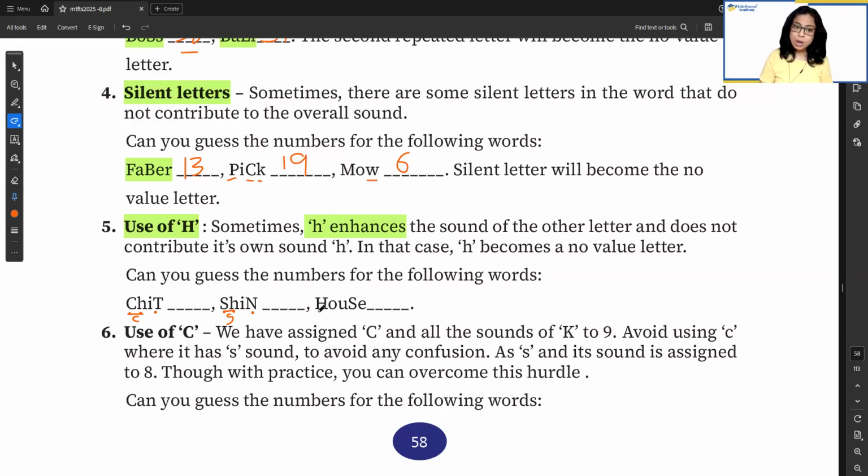But when I say house, this is a clear sound of h and s. So think of it. Where is H having its sound? Where is it not? So in chit, H is not having its sound. So it is just the C sound. So this becomes 97. Shin is again 84 because H is not having any value. House, now it is having the proper h sound. Then it is going to have 4, 8. House.